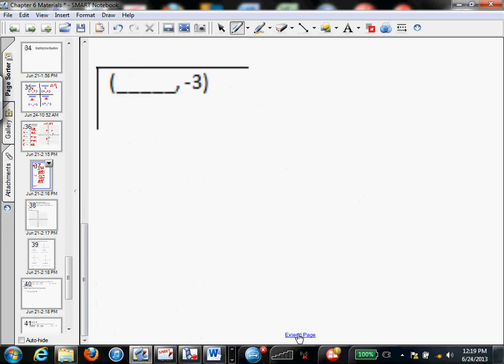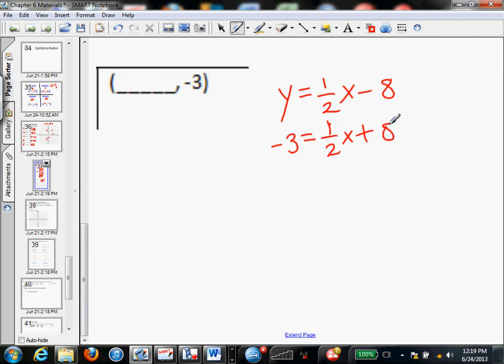And if we look, we have one more point to look at. That's something comma negative 3. And the goal for this is to actually see what x is going to be when y equals negative 3. So for this, unlike the others, we're going to plug in the value for y, since it's the second one appearing in the set. So we have negative 3 equals 1/2 x minus 8.